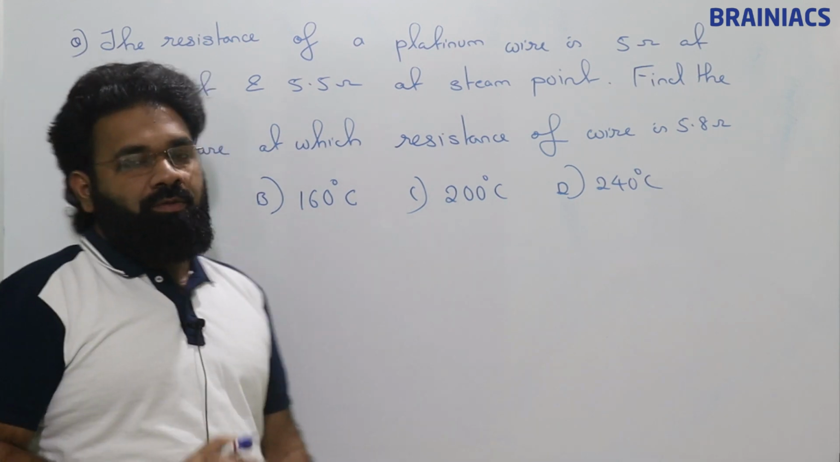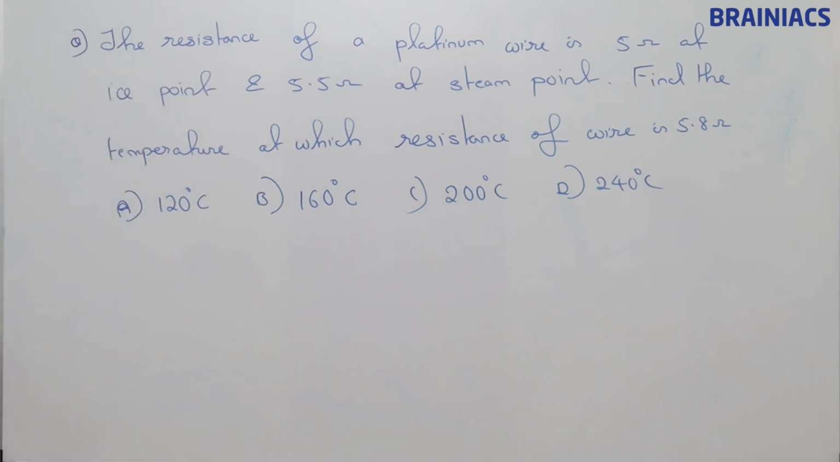So this is the next question. The resistance of a platinum wire is 5 ohm at the ice point and 5.5 ohm at the steam point. Find the temperature at which the resistance of the wire is 5.8 ohm.